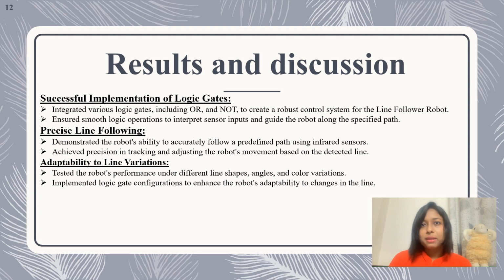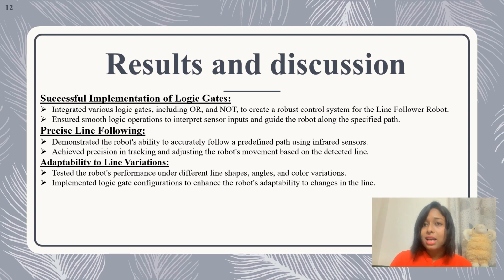Another noteworthy aspect is the adaptability to line variations. We rigorously tested the robot's performance under different line shapes, angles, and color variations. The implemented logic gate configurations played a crucial role in enhancing the robot's adaptability to changes in the line.